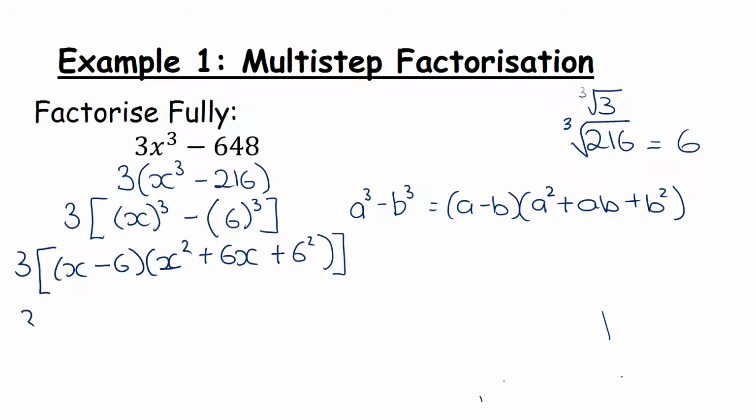So let's clean this up a bit. x minus 6, x squared plus 6x plus 36. And that's our answer. So often we might see an expression that looks like difference of two squares, looks like difference of two cubes, looks like the sum of two cubes, but it's not exactly. That's usually a sign that there is some other type of factorization to do first.